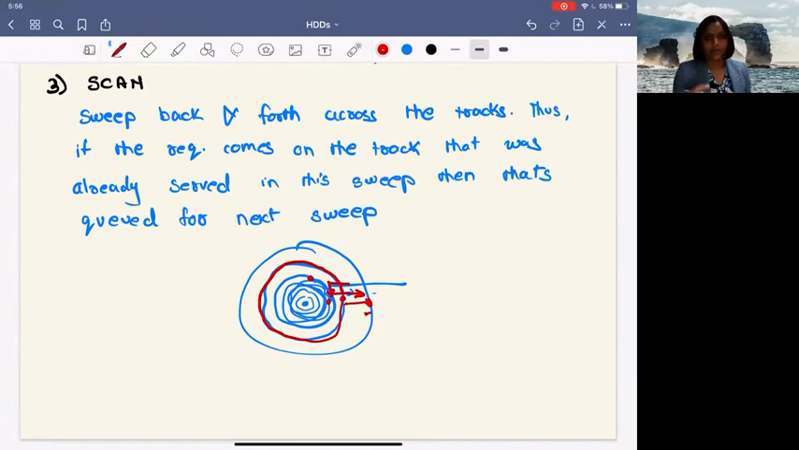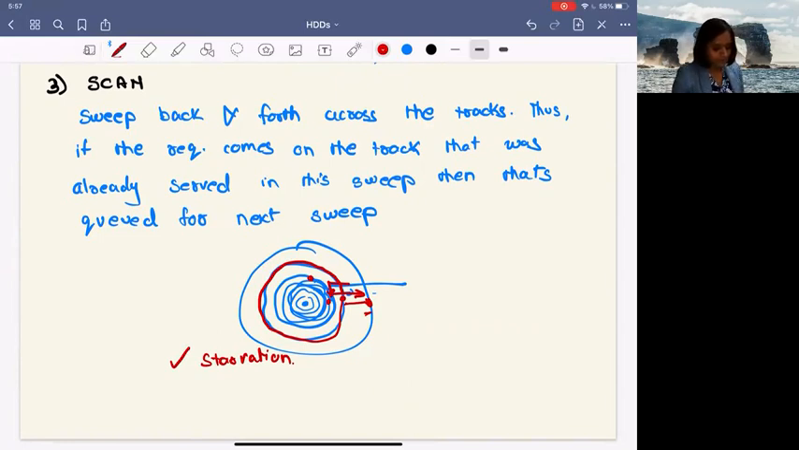So then we would complete all the IOs that were in the meantime scheduled in the intermediate tracks. So this is the process of SCAN. Now, with this concept, we definitely solve the problem of starvation. Nobody starves, right? Because all the tracks get an equal attention.